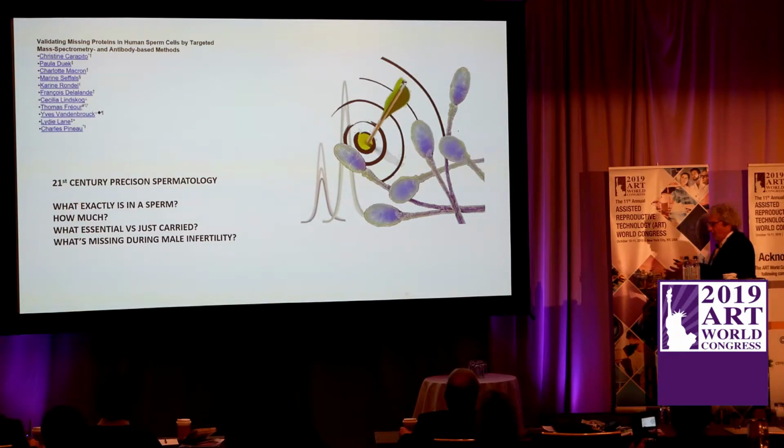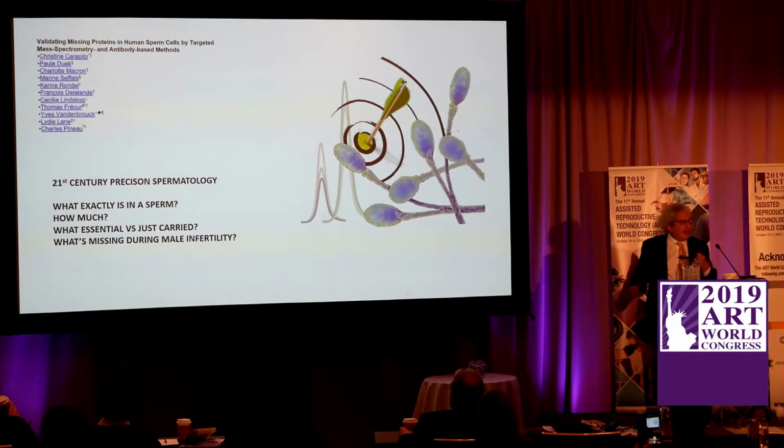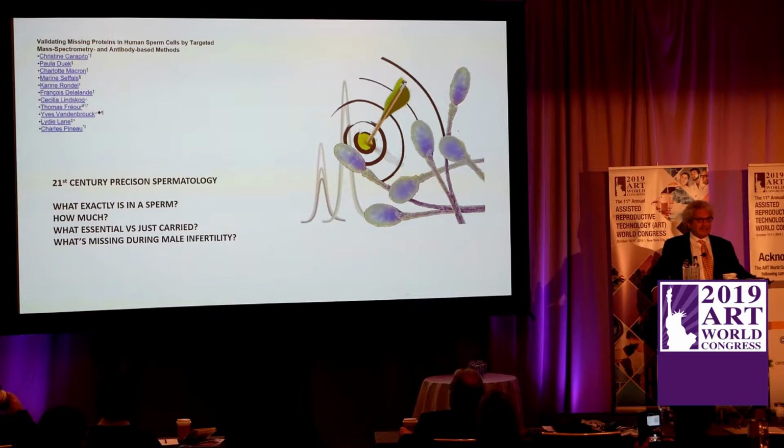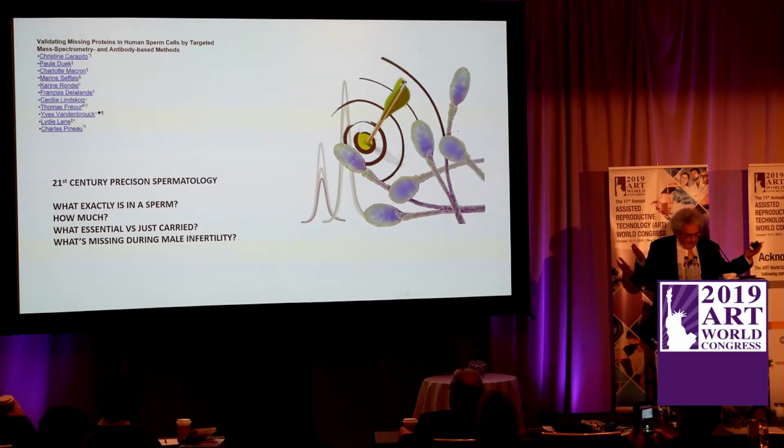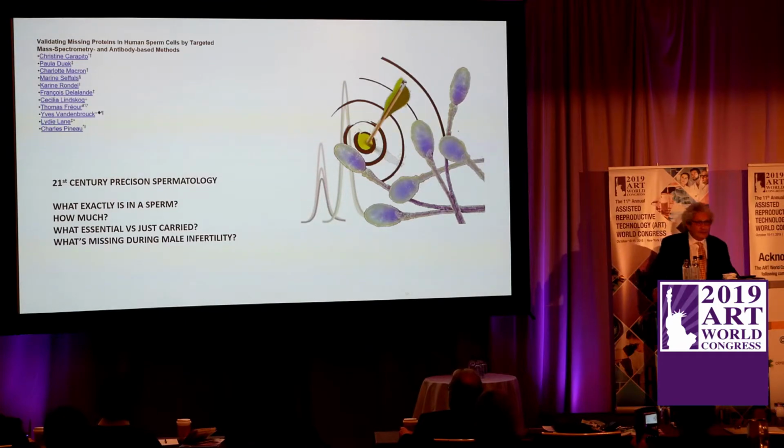But I think we're at a point where we could think about 21st century precision spermatology. What is in a sperm exactly? How much of it's in there? What's essential and what's just carried over from spermatogenesis? And what's missing during male infertility?